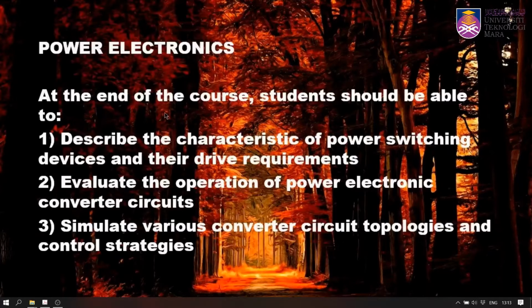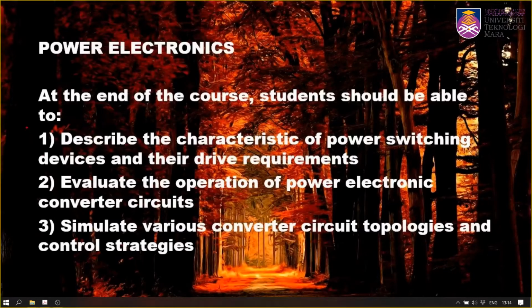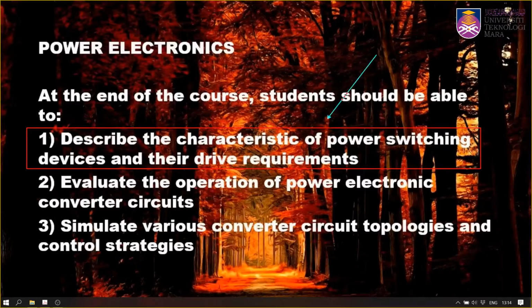Before that, I'm going to read the course outcomes of the power electronics course. Number one: describe the characteristic of power switching devices and their drive requirements. Course outcome number two: evaluate the operation of power electronic converters. And finally, number three: simulate various converter circuit topologies and control strategies. So we're going to cover course outcome number one, which is describe the characteristic of power switching devices and their drive requirements.